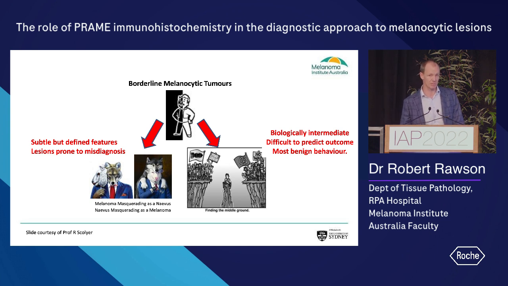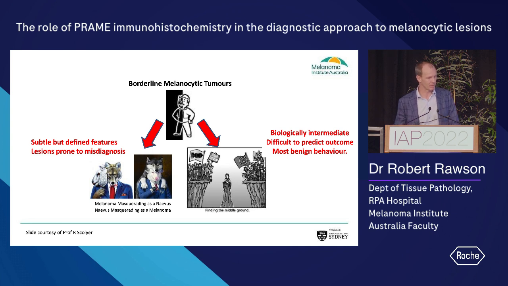Now, I think there are two distinct groups. There's one group where there is actually a diagnosis of a melanoma or a nevus. It's just very difficult to make. And that is either the wolf in sheep's clothing, that's a nevoid melanoma, or the sheep in wolf's clothing, that's an atypical nevus, such as a nevus of a special site, an irritated nevus, or a nevus in pregnancy, etc.